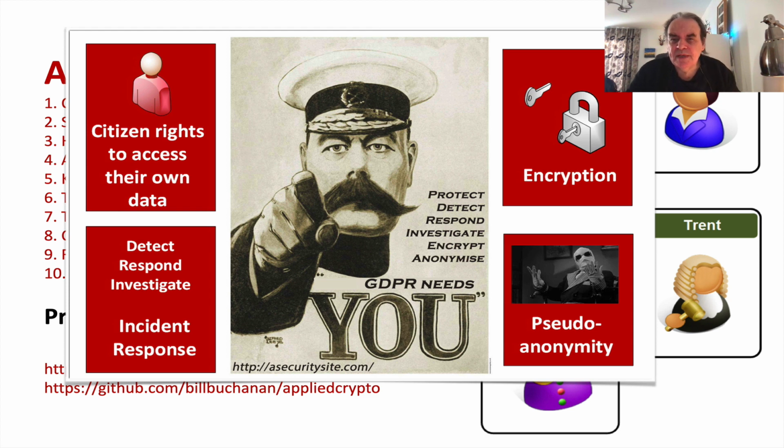And the importance of the topic is highlighted through GDPR, which calls for increased encryption of data in order to protect the privacy of the data, but also to make sure that we can prove identities and thus allow access control. There's also an increasing requirement for pseudo-anonymity and even anonymity, so that we can make sure that citizens' data is not identified to them. Along with this, we see an increasing requirement for citizen rights to be able to access their own data, and a requirement to be able to detect, respond and investigate incidents.